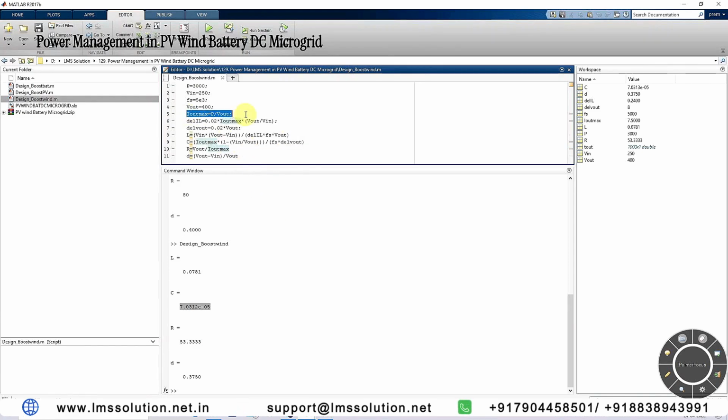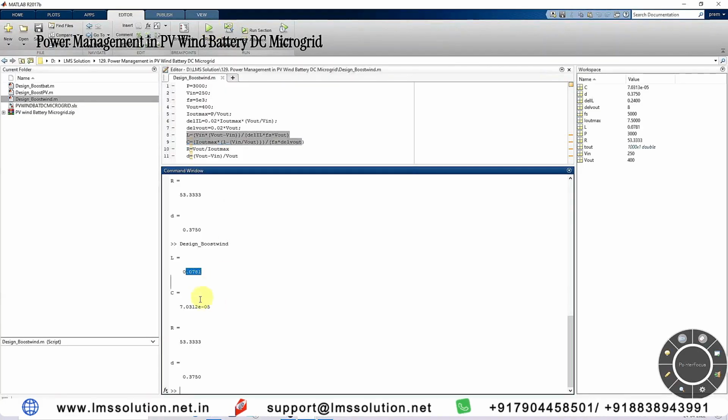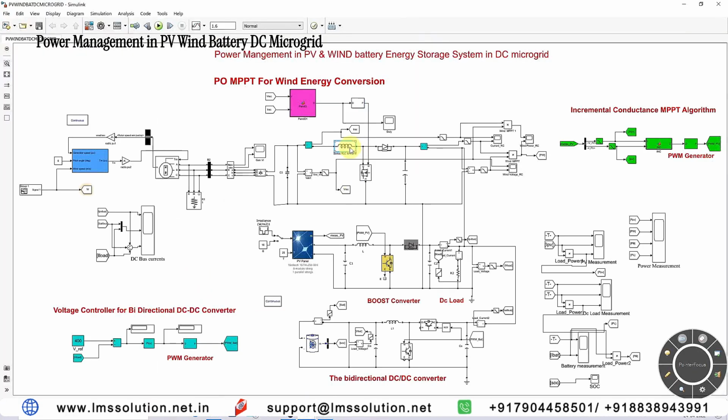So this is I out max at the converter output end, and these are the percentages of the ripple inductor current and the capacitor voltage. So this is the formula for L and C, the standard formula for calculating L and C for a boost converter. While executing this, we will see the results. This is the L and C value for this boost converter.